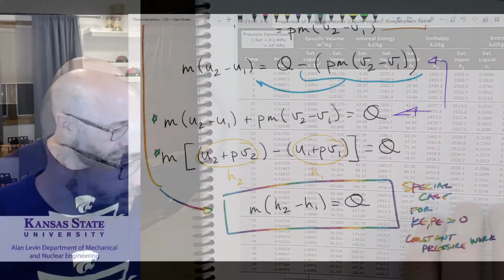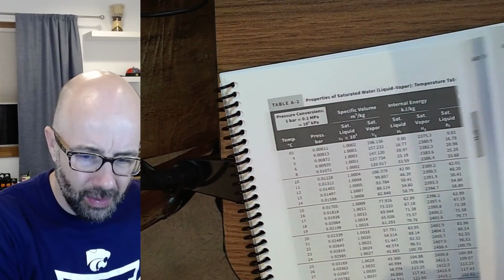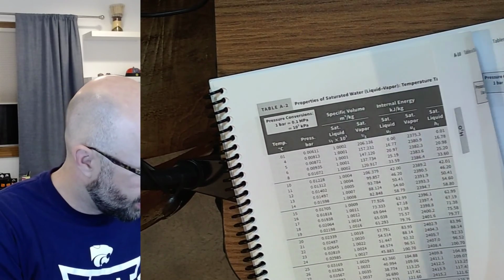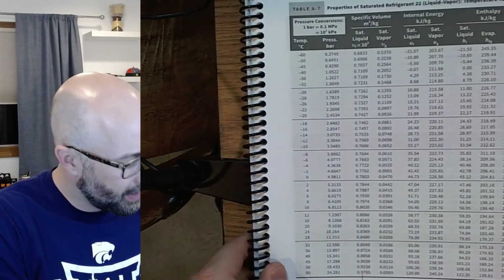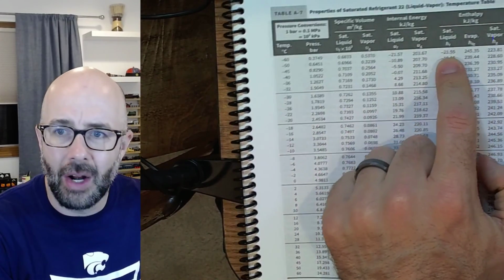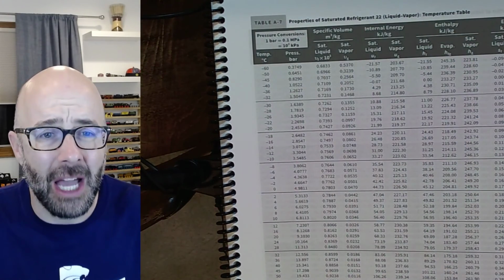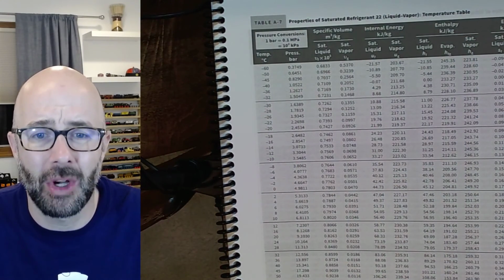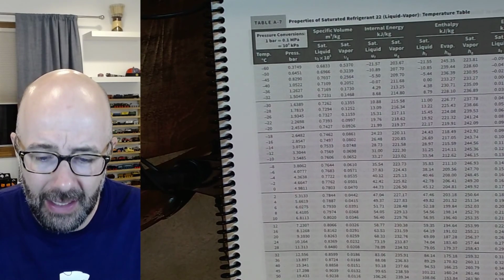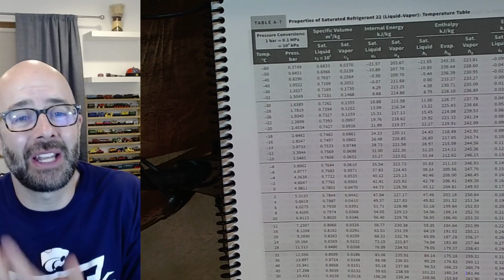Document camera. Now let's go to R22, refrigerant 22. That's what I like to show. You can see that what we count as our reference value here as 0 is going to be saturated liquid at 40 degrees below 0. That's what our reference state is. Now our reference state is that enthalpy, that internal energy plus pressure times specific volume. That's what we are using as our reference state, and internal energy is calculated from that.